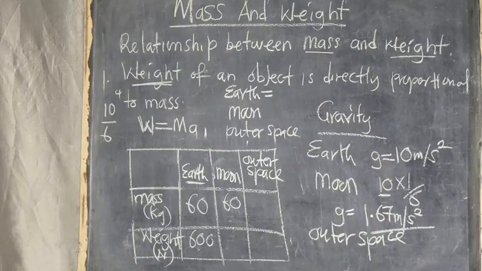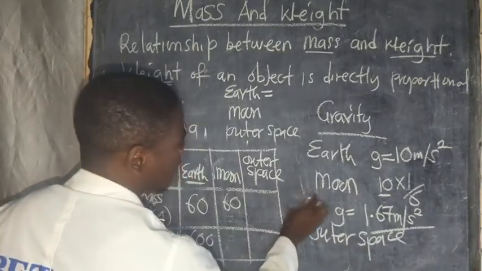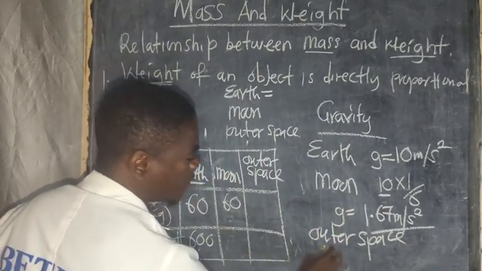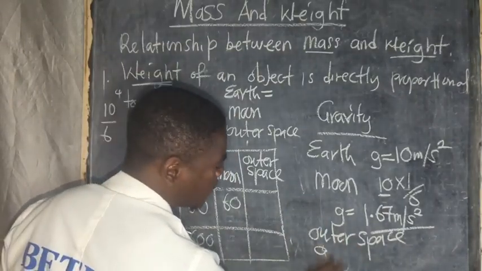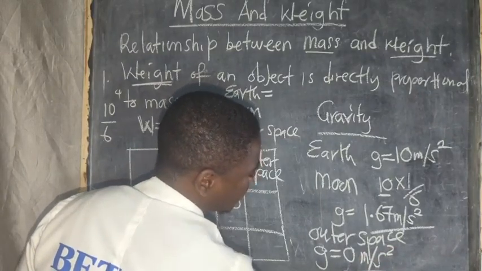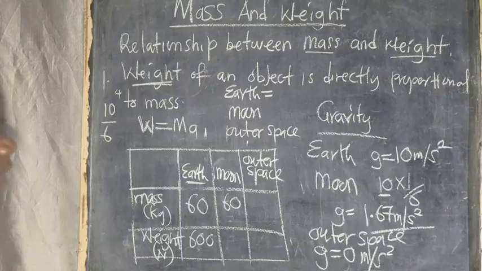I can see answers here. So 60 by, I want you to multiply this. So we are multiplying 60. Hope we've understood. Gravity in space, I've said there's no gravity there. Gravity is equal to 0 meters per second squared. There's no gravity in outer space.